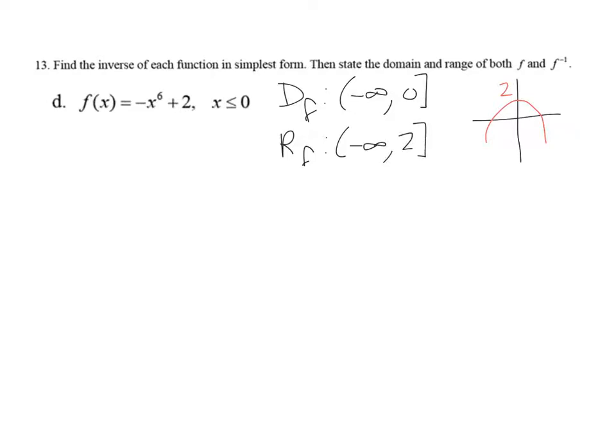If I were to do this numerically, I could see that the negative x to the 6th is always going to come out to be less than or equal to 0, no matter what I plug in for x. So if I add 2 to that, the answer will always be less than or equal to 2. So that would be another way of seeing that my range is everything less than or equal to 2.